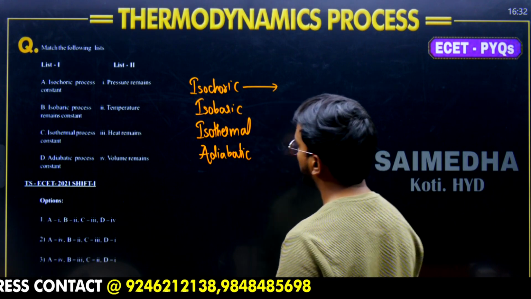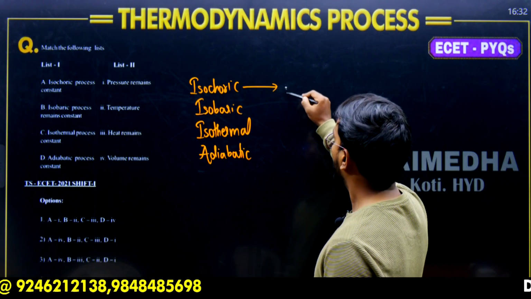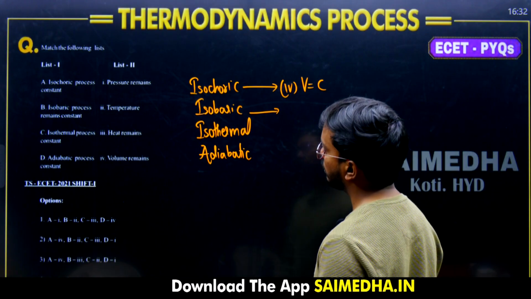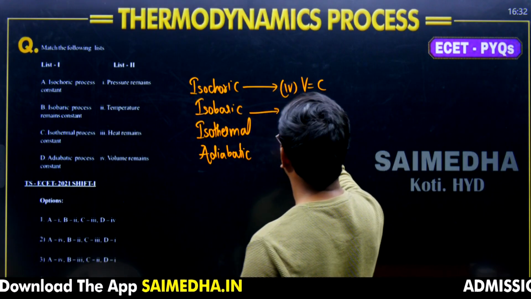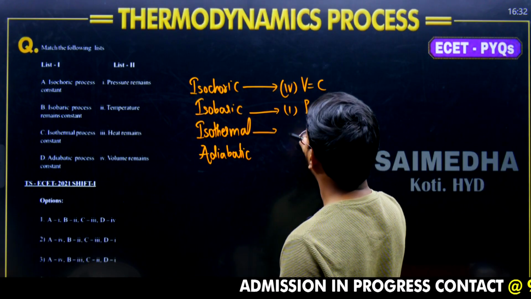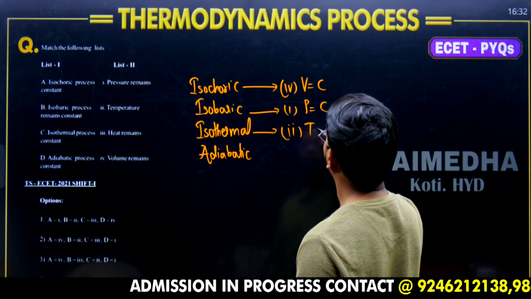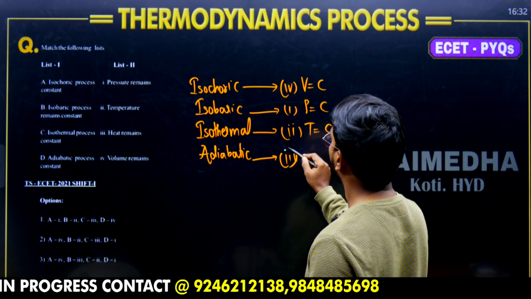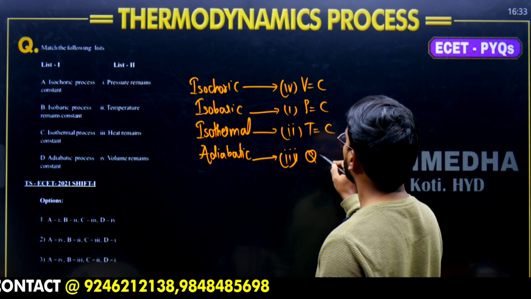Isochoric is given in option number 4, that is, volume is constant. Isobaric is given in option number 1, that is, pressure remains constant. Isothermal is given in option number 2, that is, temperature is constant. Adiabatic is remaining, and that is given in option number 3, that is, heat is constant.